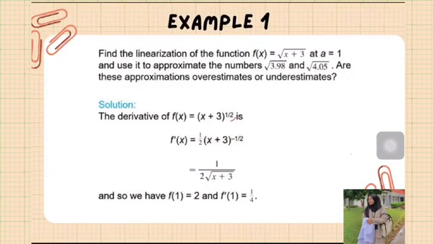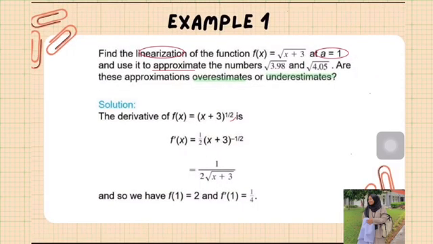So let me explain example 1. The question asks to find the linearization of the function f(x) equals the square root of x plus 3 at a equals 1, and use it to approximate the numbers square root of 3.98 and square root of 4.05. Are these approximations overestimates or underestimates? So let's go to the solution.